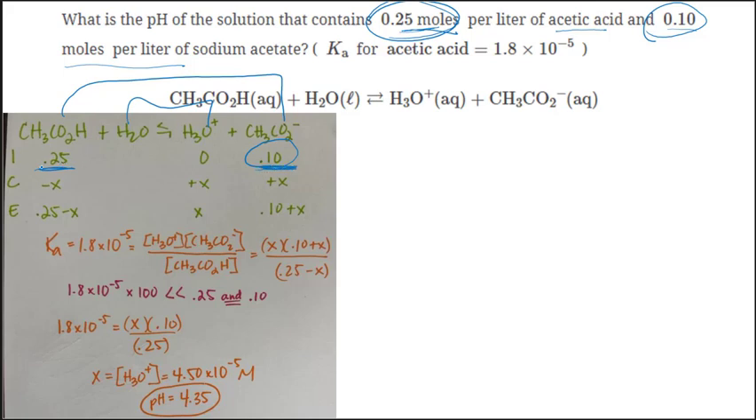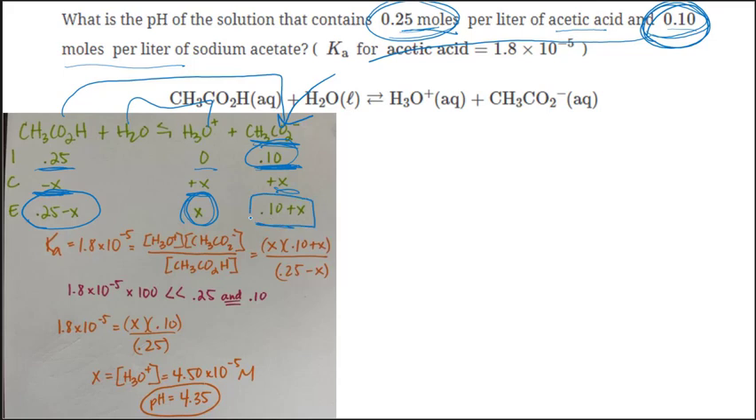This is where the difference is coming from with our ice tables. Initially, before, I only started with reactant and I had no products. But with our buffered system, we are starting with some of our product. That's the conjugate base. So I will still lose reactant and gain product, but our equilibrium is going to look a little bit different. 0.25 minus x, our hydronium ion concentration is still x, but here my conjugate base is 0.1 plus x.